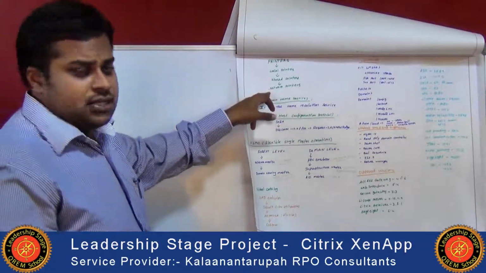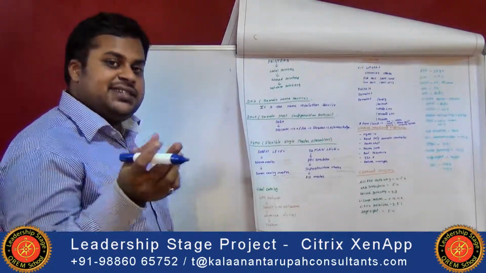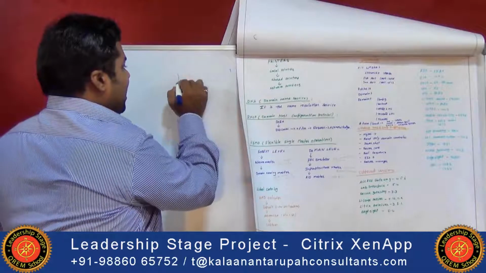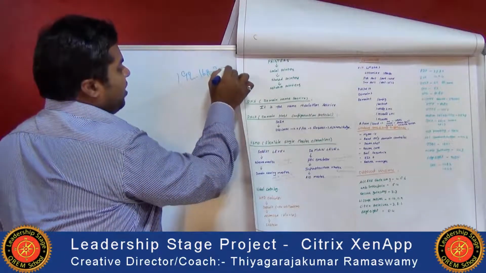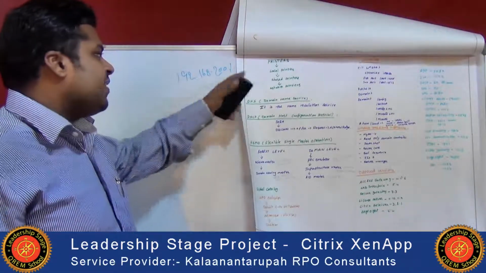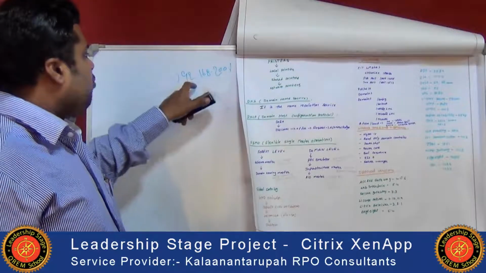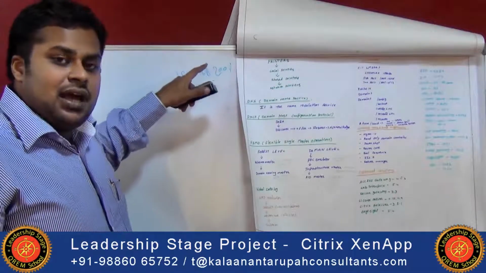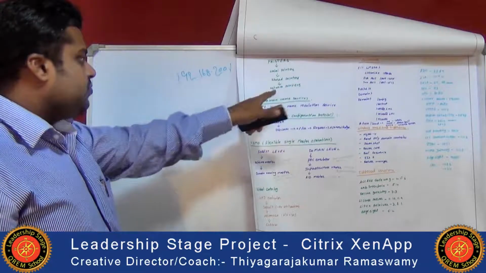Coming to network printers, we publish them from the Citrix app. We have to give one IP address like 192.168.200.1. This is the IP address for accessing the printer. When a user wants to access the printer, we type this in the web plugin and Citrix Receiver, and they will be ready to access the network printer.